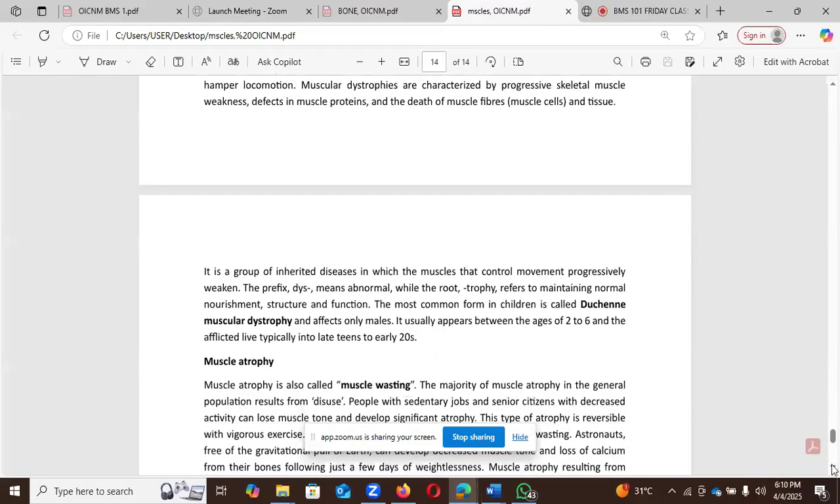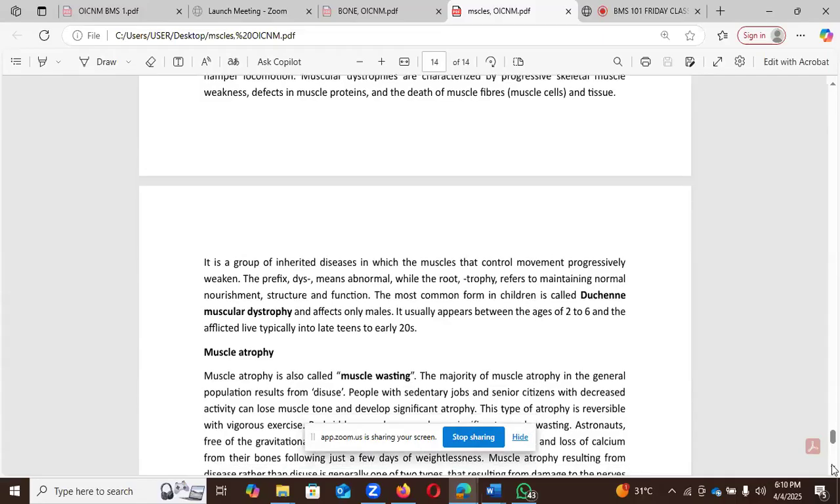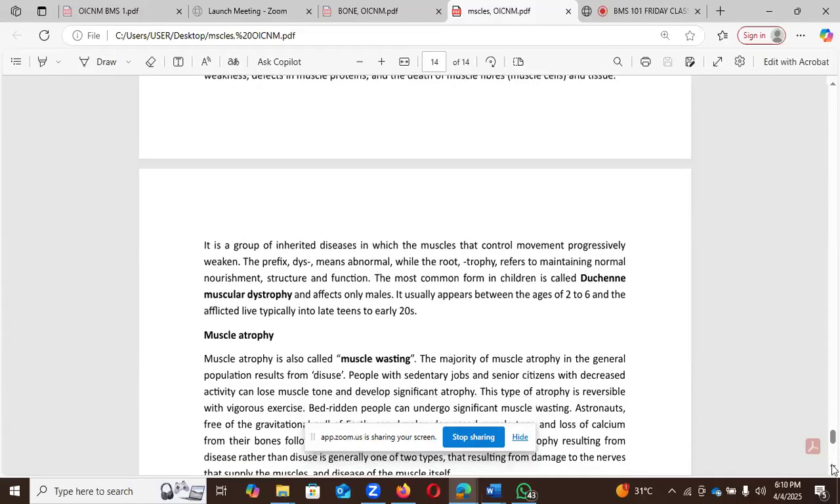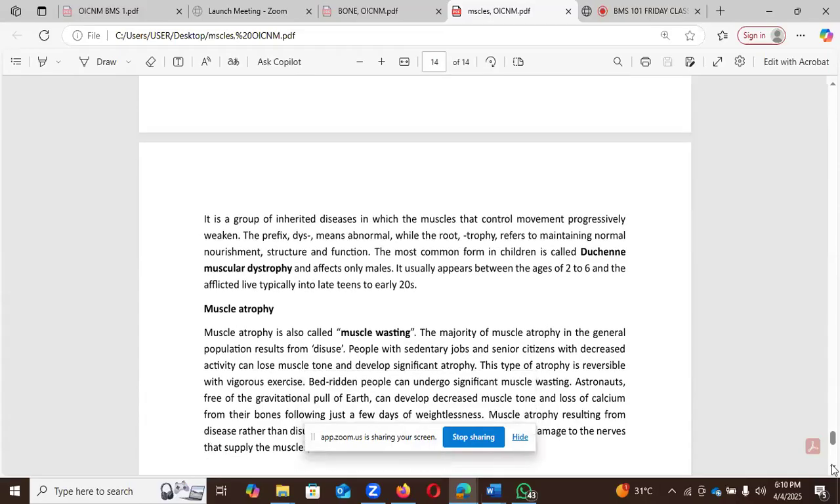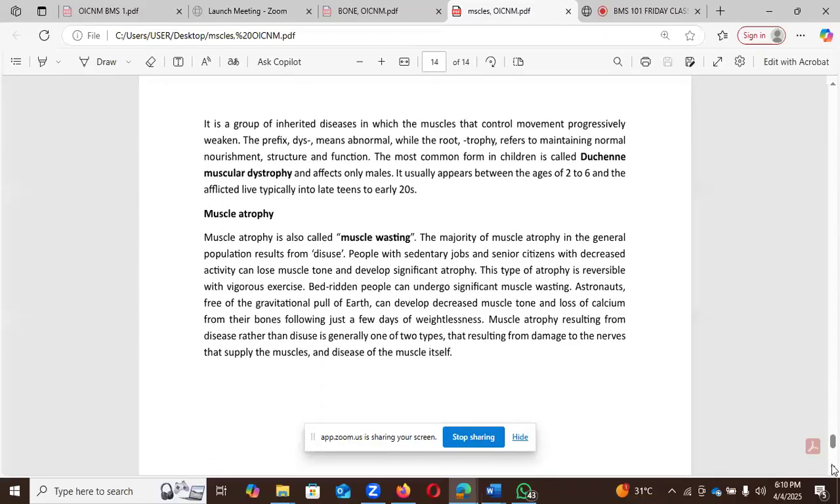So muscle dystrophy affects movement and is more common in male than female. It also affects children and adults. It doesn't have respect for any age. It affects both children and adults.